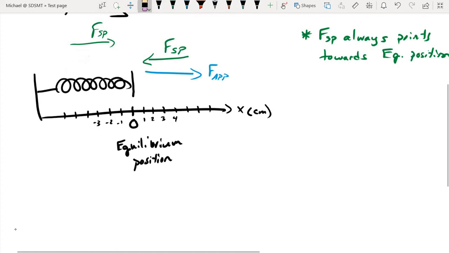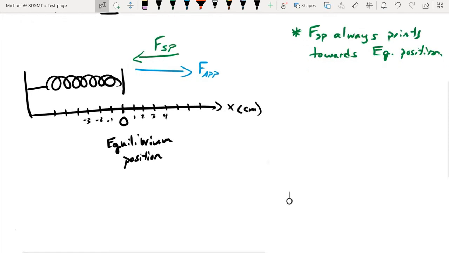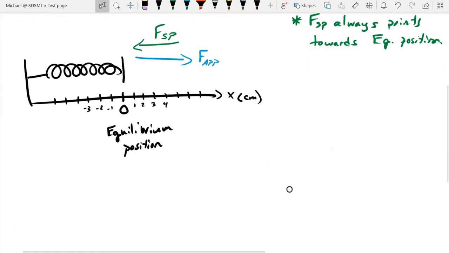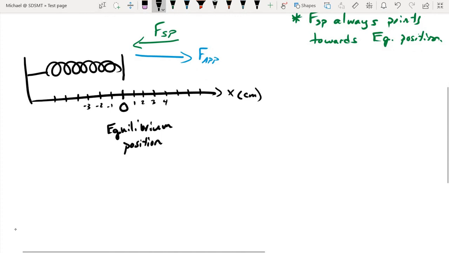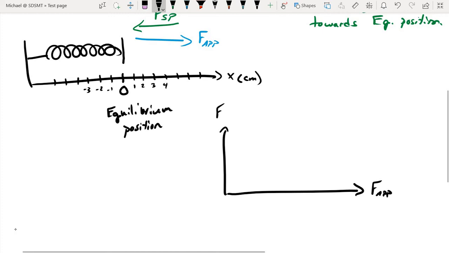Now, we'll focus our attentions just on one of the two displacements. We'll stretch the spring out, and then we'll talk about any differences that there might be with compressing the spring. But what we're going to do next is we're going to graph the situation. We will graph the applied force versus the spring force.